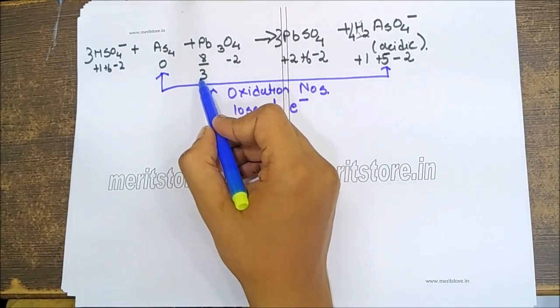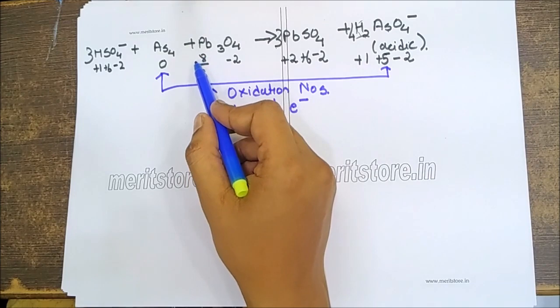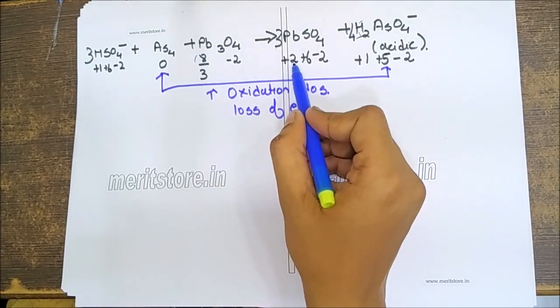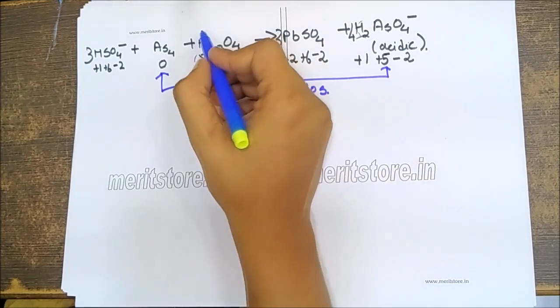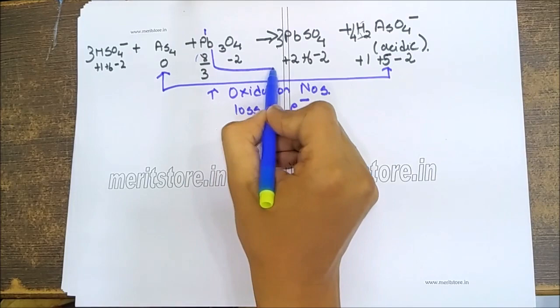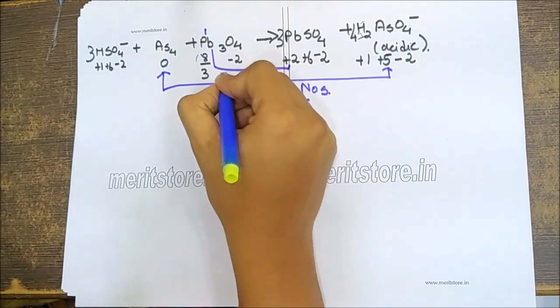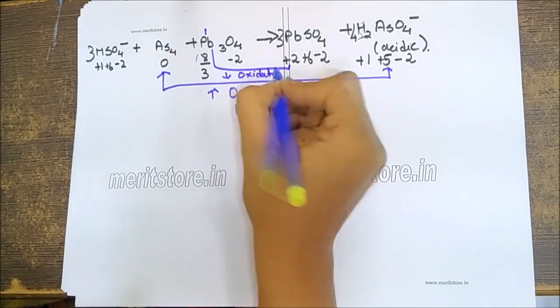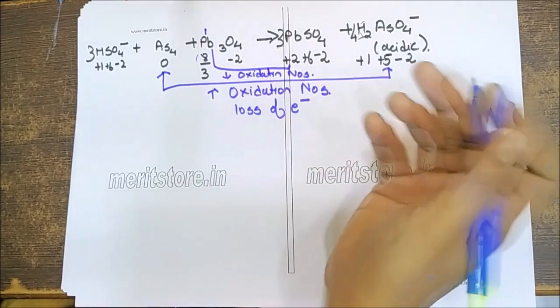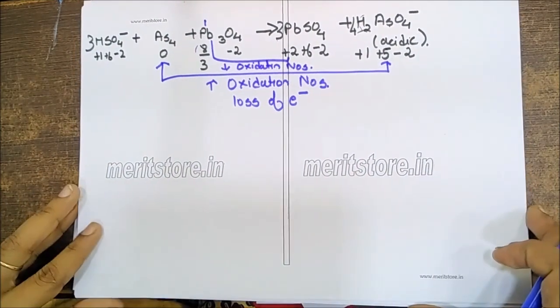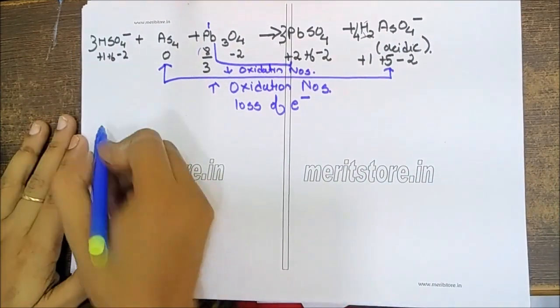8 divided by 3. 3 twos are 6. So 2.6 something. Here it is. And here it is 2. So Pb has undergone decrease in oxidation number. Alright, so let's find out the net increase or decrease in oxidation number. First, we are going to find out for each atom.